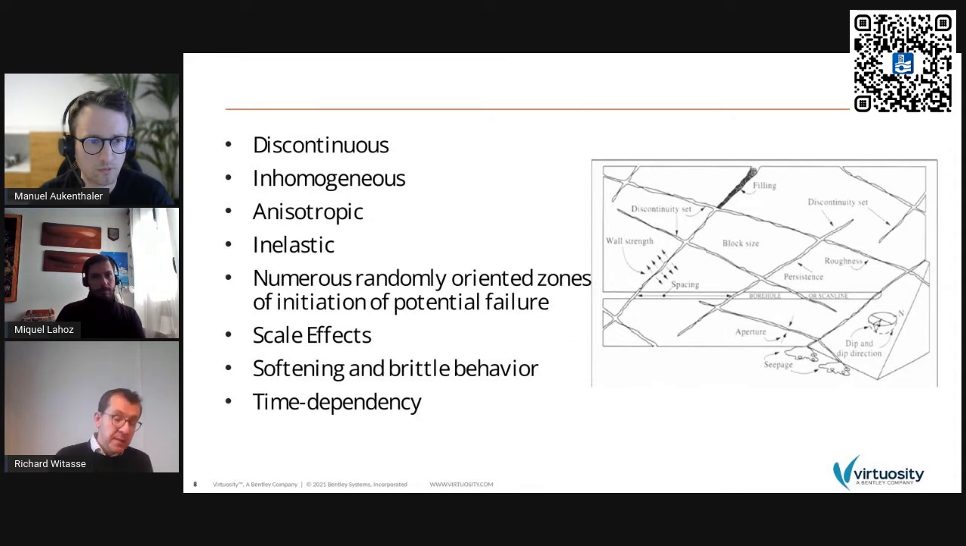Last one is time dependency. Last but not least, with time dependency, we could think about creep, the fact that over time, stresses that will develop due to the excavation process will relax, leading to increase of the forces onto the support system.